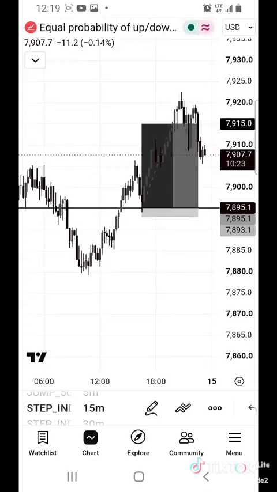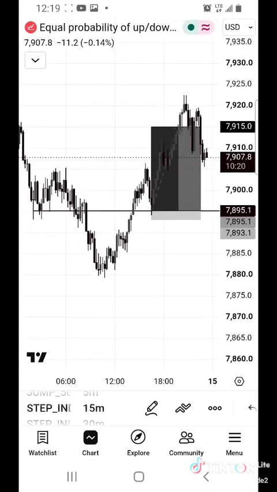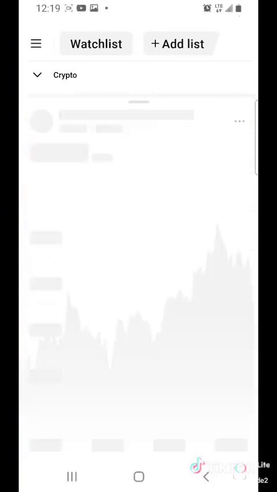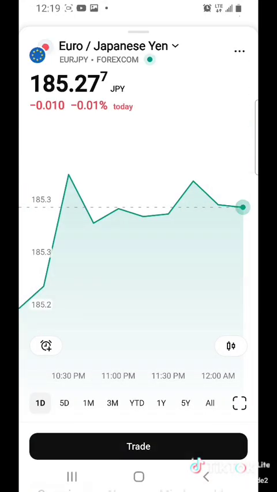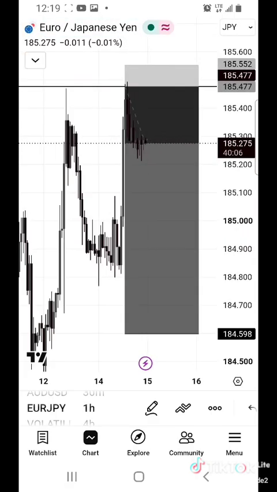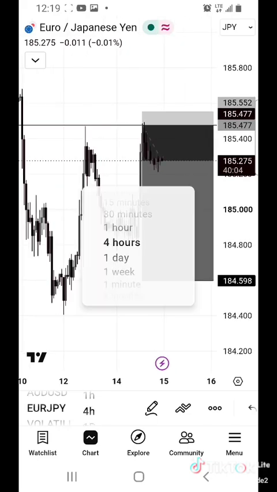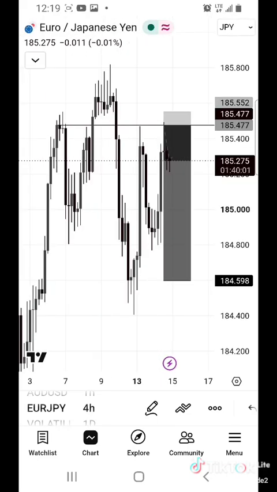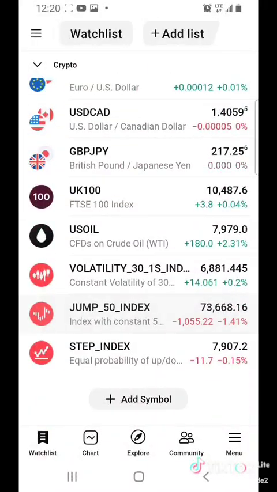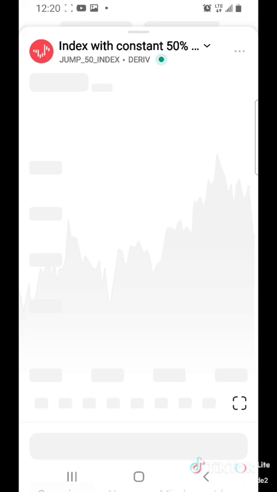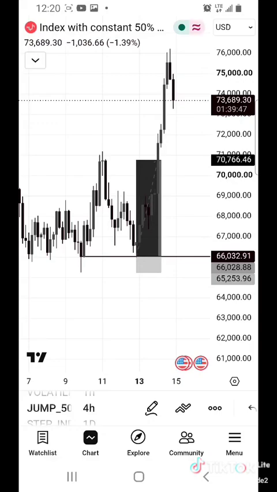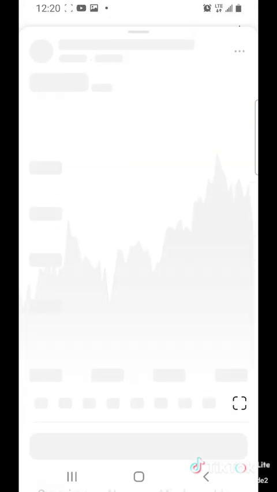As promised, this is the result I get on step index. This is the result I get on EJ. I'm also currently holding some trades now on EJ. This is the result I'm getting. I'm currently holding this trade now. Let's check all our pairs. Let's check jump 10 index. You can see it's promising. It's a promising strategy. Let's check the UK 100.